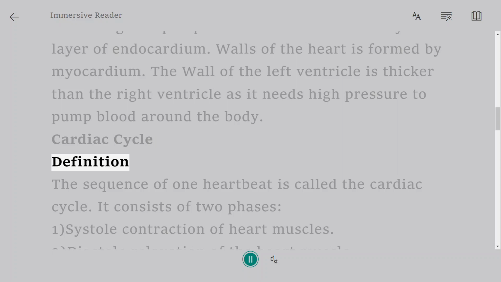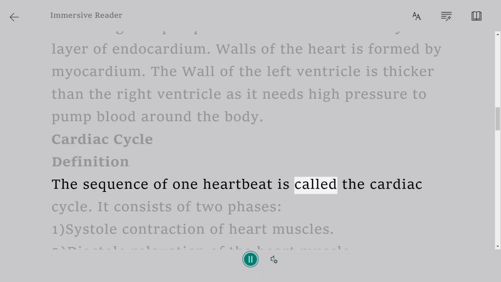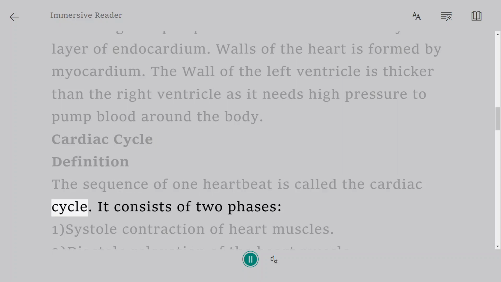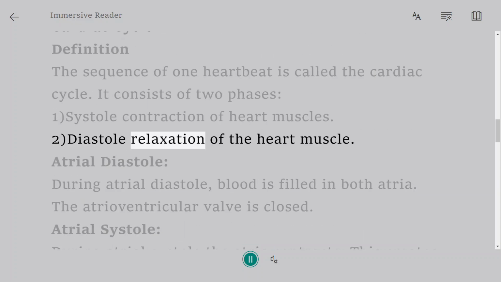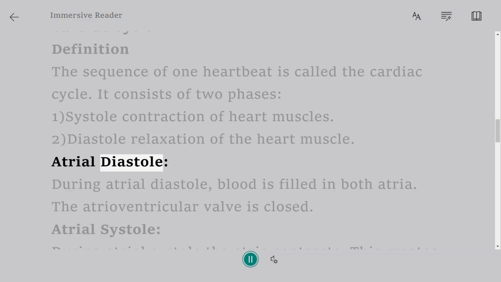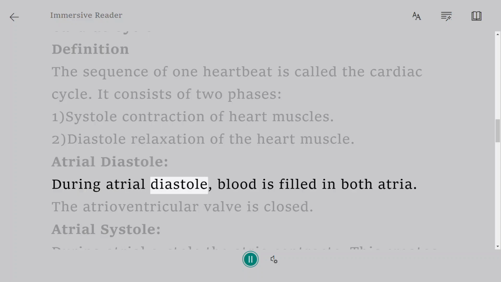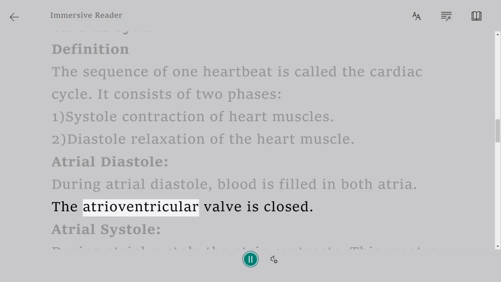Cardiac cycle. Definition: the sequence of one heartbeat is called the cardiac cycle. It consists of 2 phases. 1. Systole, contraction of the heart muscles. 2. Diastole, relaxation of the heart muscle. Atrial diastole: during atrial diastole, blood fills both atria. The atrioventricular valve is closed.